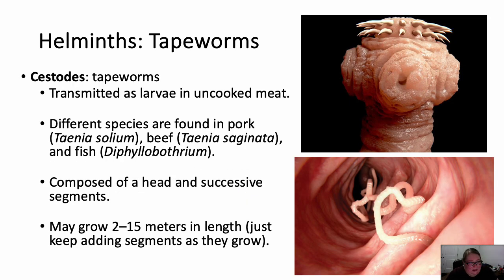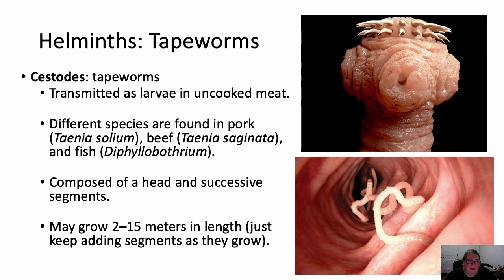Okay, so the next helminth we're going to talk about are the tapeworms. Now, tapeworms are interesting because they are transmitted as larvae in uncooked meat. So this is one of the reasons why we have a lot of safety protocols at restaurants, because meat has to meet a certain temperature requirement in order to kill these larvae and the eggs, so that we don't transmit tapeworms. Now, depending on the type of meat that you are eating, they're going to have different species of these helminths, so of these cestodes.